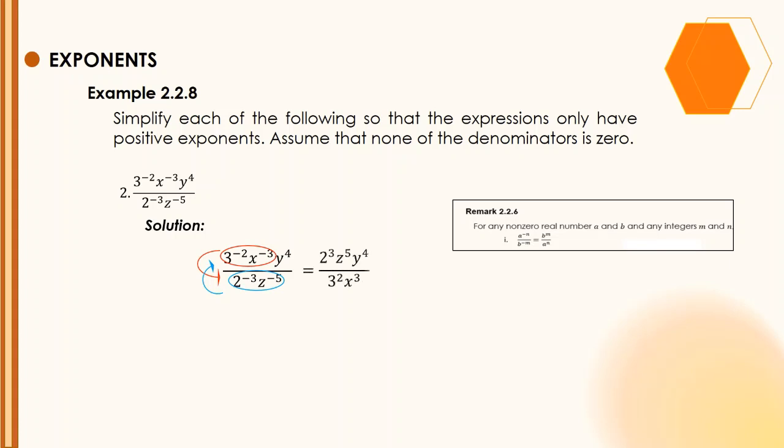So, this will be equal to this one. So, itong nasa baba is nailagay natin sa numerator at tinanggal na natin yung negative sign. At itong nasa taas, nilagay natin sa denominator at tinanggal natin yung negative sign. So now, this will be equal to this one. Kasi nga, 2 cubed is equal to 8, 3 squared is equal to 9. So ito na yung final sagot niya.